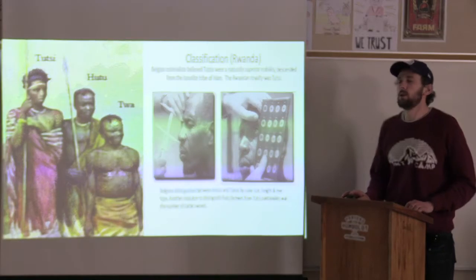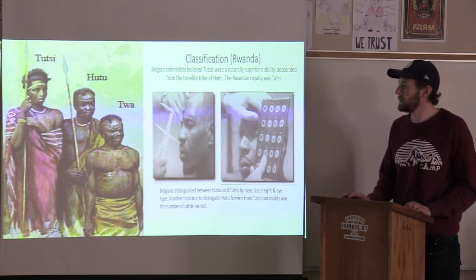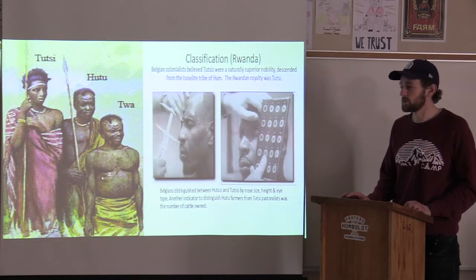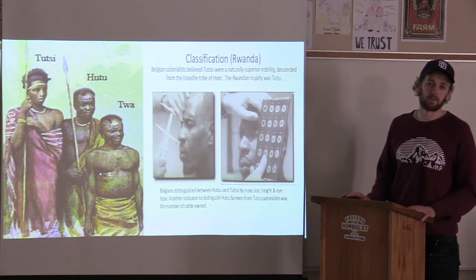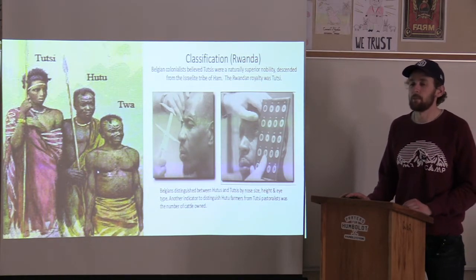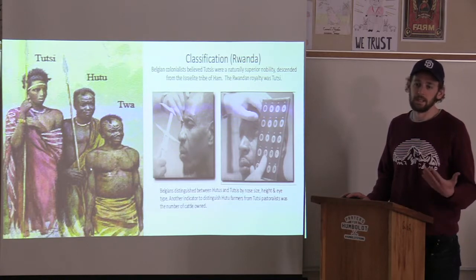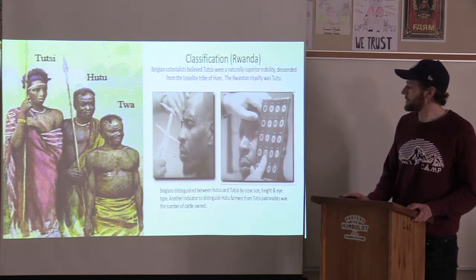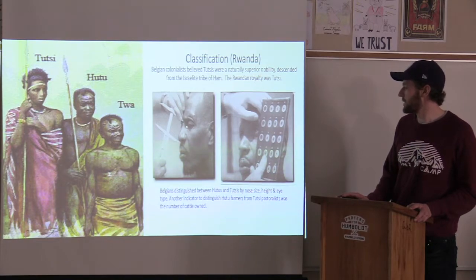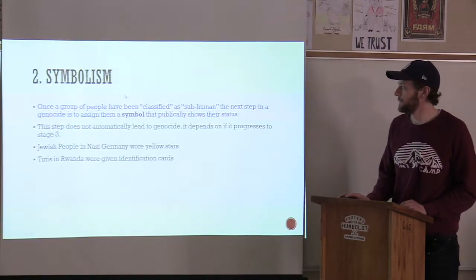So in Rwanda, you have the three different tribes that were present. You have the Tutsi, who are the taller, leaner, the Hutus, and then there's a third group, the Twa. Now, I'm not sure what happens with the Twa during the Rwandan genocide. I doubt anything good happens to them, but for Social 20-1, we don't really need to know about them. But here are some of the tests that the Belgians would do to classify who is Tutsi and who is Hutu. So you've got things like nose measurements, eye shape and eye color, as a way to distinguish who was Tutsi and who was Hutu.